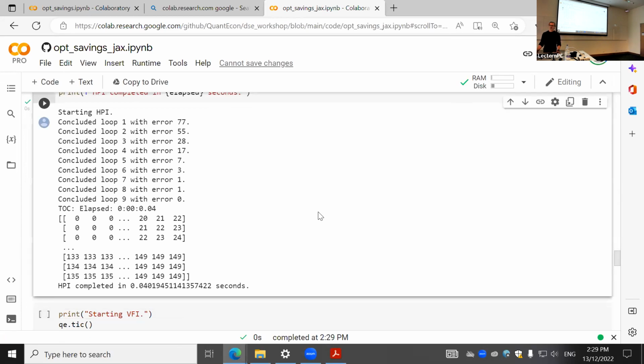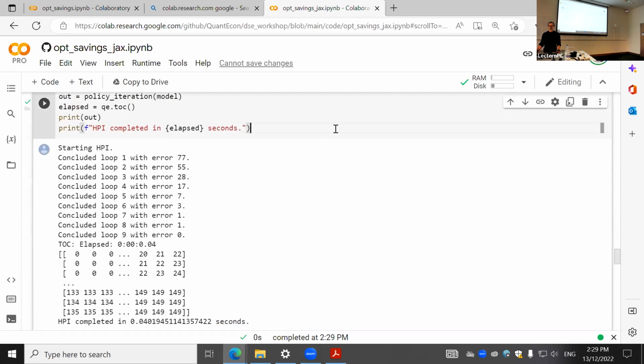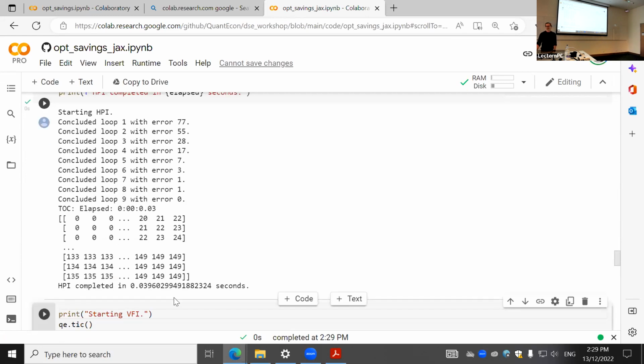So you remember you saw how long value function iteration took. And now we can solve the whole problem in 0.04 of a second. So a massive, massive speed gain from sending this to the GPU.